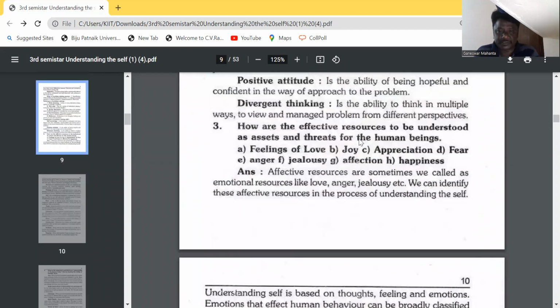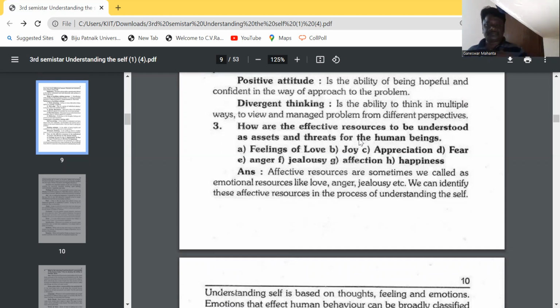Question number 3: How are the affective resources understood as assets and threats of human beings? Understand the assets and threats. What are the assets and threats of a human being?